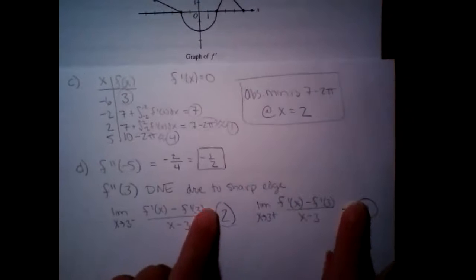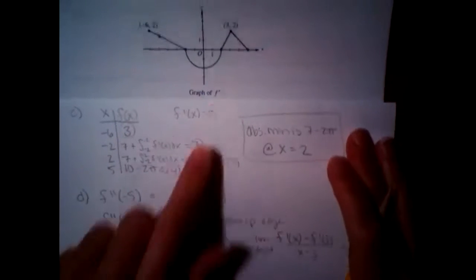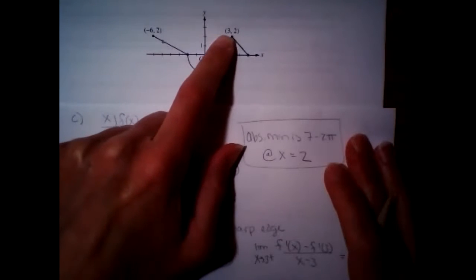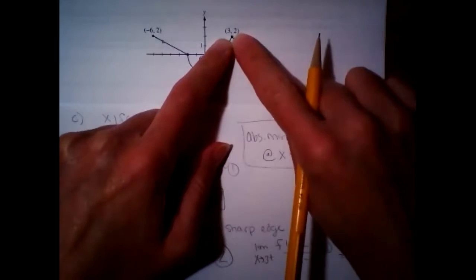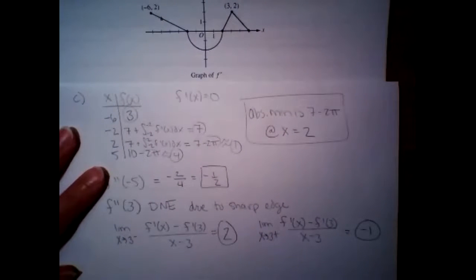So what we're showing is that these two slopes are different. It's a fancy way of saying the slope from the left is 2. The slope from the right is -1. And that's why you end up with a sharp edge there because the two slopes don't match up.